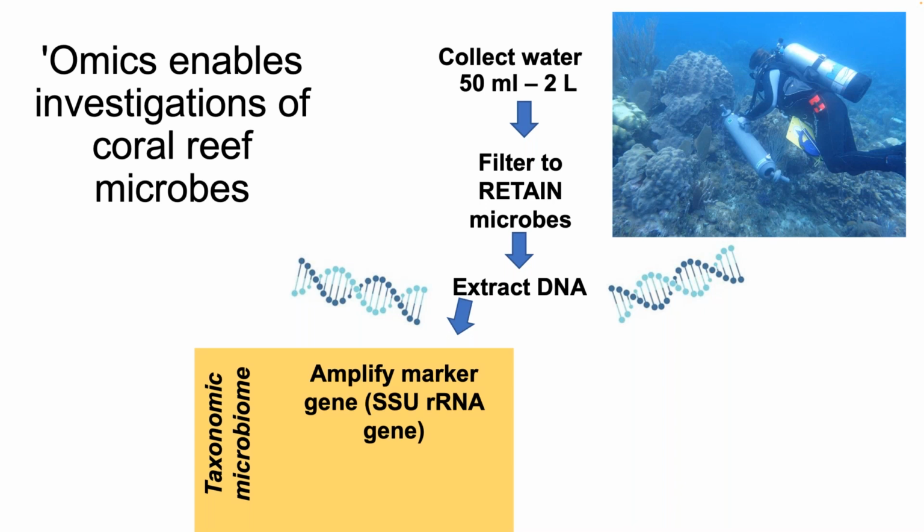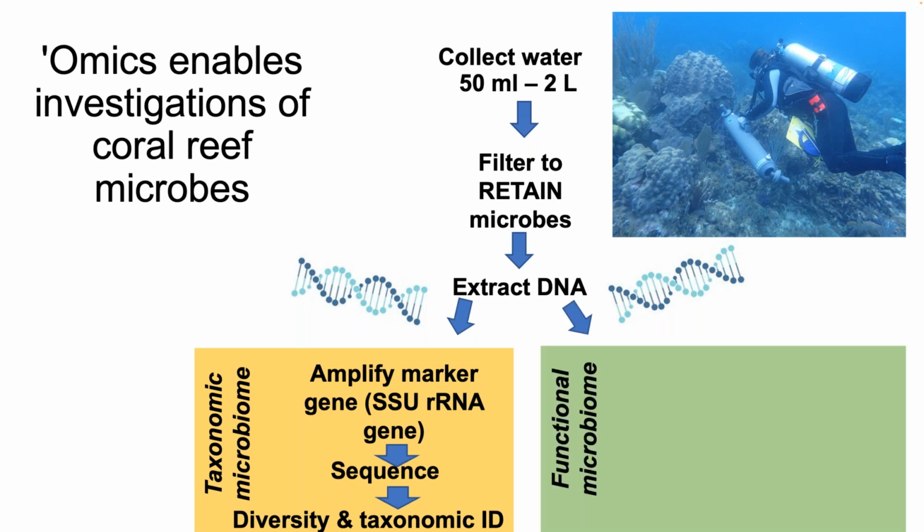We use the small subunit ribosomal RNA gene, or the 16S ribosomal RNA gene, with primers that amplify both bacteria and archaea so that we can capture both of those microbial members. And then we sequence that, and that gives us information about the taxonomy of the microbes in the water, as well as a look at the diversity of the microbes in that sample and compared to other samples.